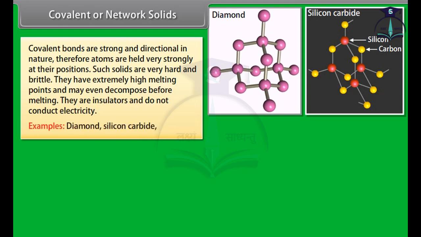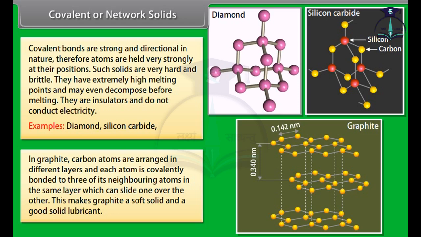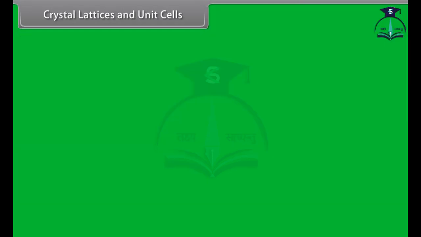Examples: diamond, silicon carbide. In graphite, carbon atoms are arranged in different layers, and each atom is covalently bonded to 3 of its neighboring atoms in the same layer, which can slide one over the other. This makes graphite a soft solid and a good solid lubricant. Crystal lattices and unit cells.